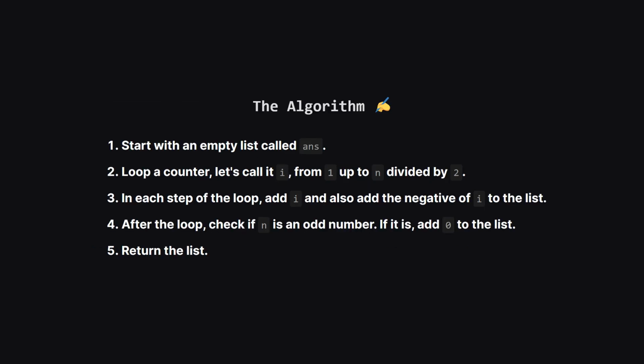Okay, so let's turn this logic into a step-by-step algorithm. First, we'll create an empty list to hold our answer. Then, we'll loop from 1 up to half of n. Inside the loop, for each number we count up to, we'll add both that number and its negative to our list. Finally, after the loop finishes, we just do a quick check. If the original n was odd, we tack on a 0, and that's all there is to it.